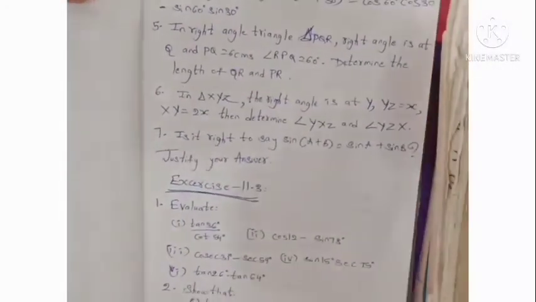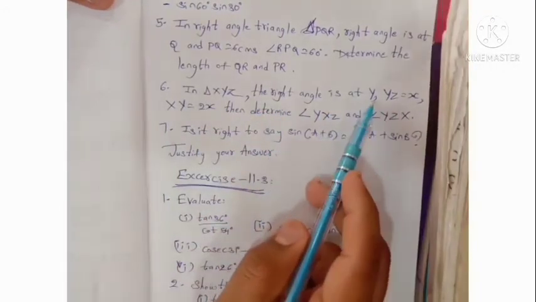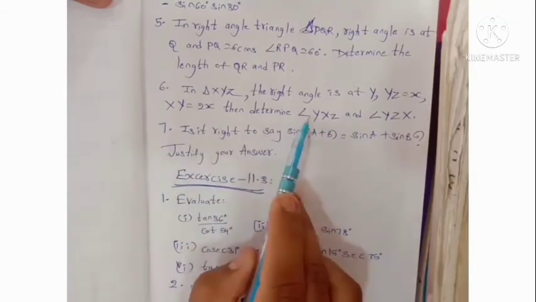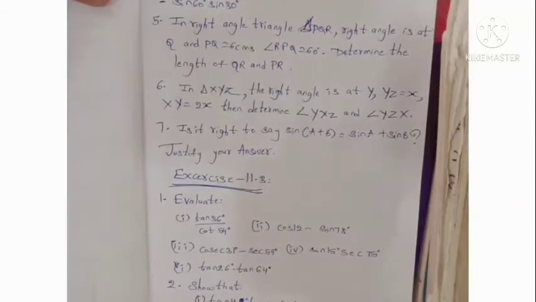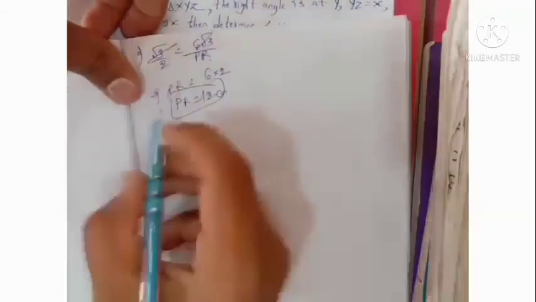Okay, complete. Next question. In triangle XYZ, right angle is at Y. YZ is equal to x, XY is equal to 2x. Then determine the angles YXZ and YZX. Given a right angle triangle, the right angle is at Y.